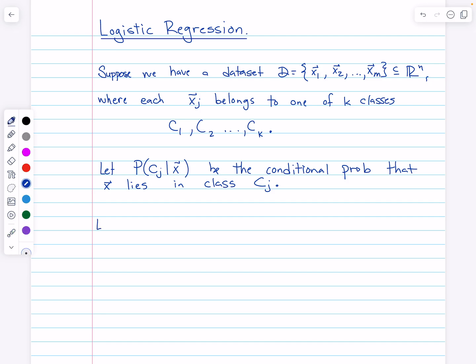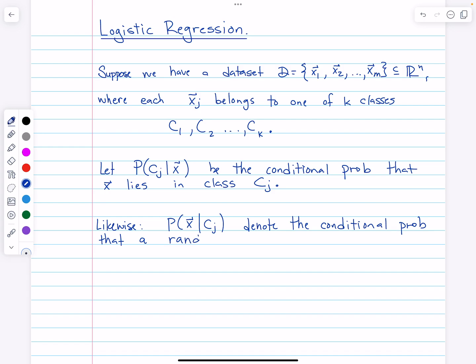Likewise, we're going to let P of X given Cj denote the conditional probability that a randomly sampled point from Cj is equal to X. In other words, if I tell you that I've sampled a data point from class Cj, what's the probability that the data point I sampled was equal to X?